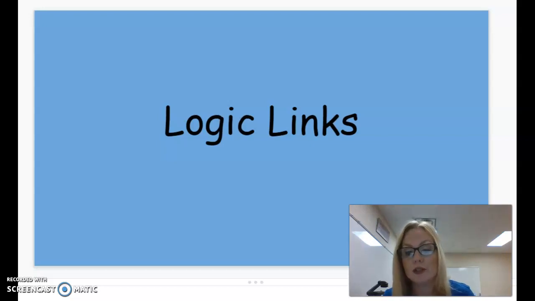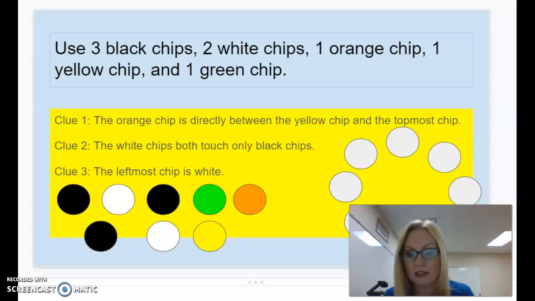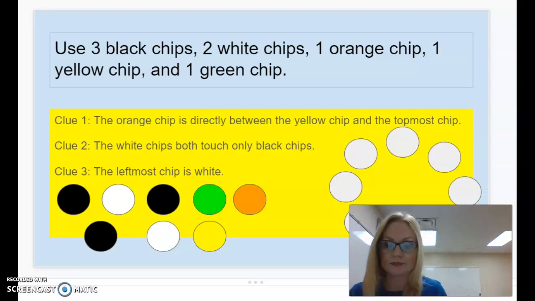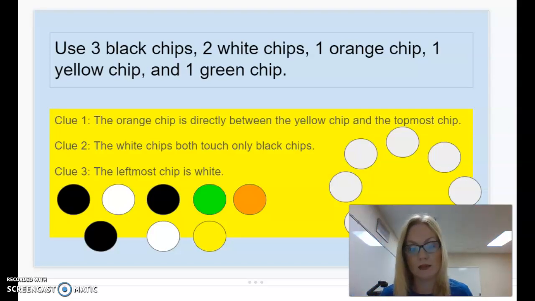So I want to introduce you to logic links. We're going to look through the assignment and then I'm going to show you how to do it. So logic links looks like this. You're going to be working with some clues as well as the circles that go with the clues. And I also want to talk about some of the vocabulary that you're going to be seeing when you're working with your logic links. But let's go ahead and read this first, and then we'll talk a little bit more about it.